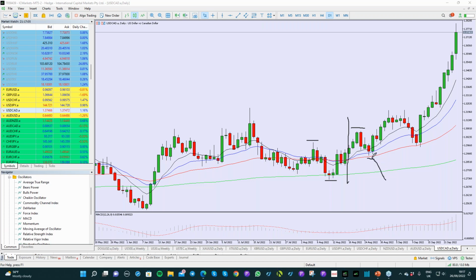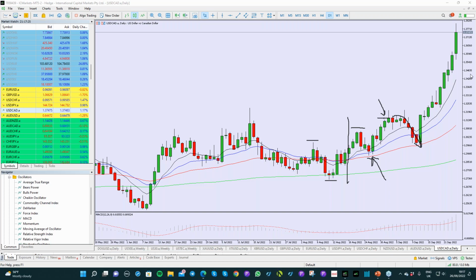So there's my higher low. At that point, I want to be thinking about potentially trading long. What I don't want to do is press buy up here, because the market's just going to turn around and probably stop me out of my trade. I'll probably lose money on that trade.